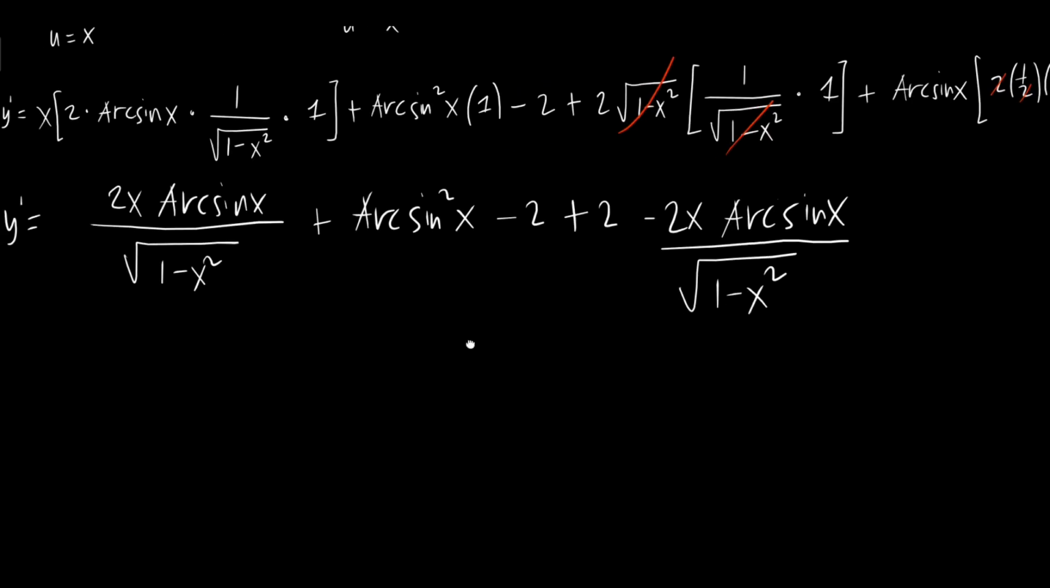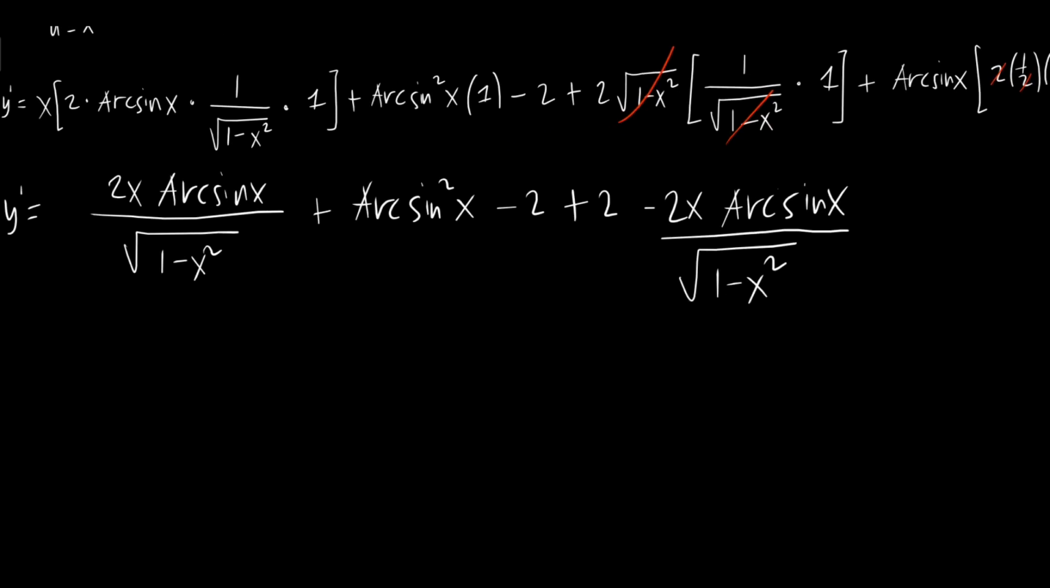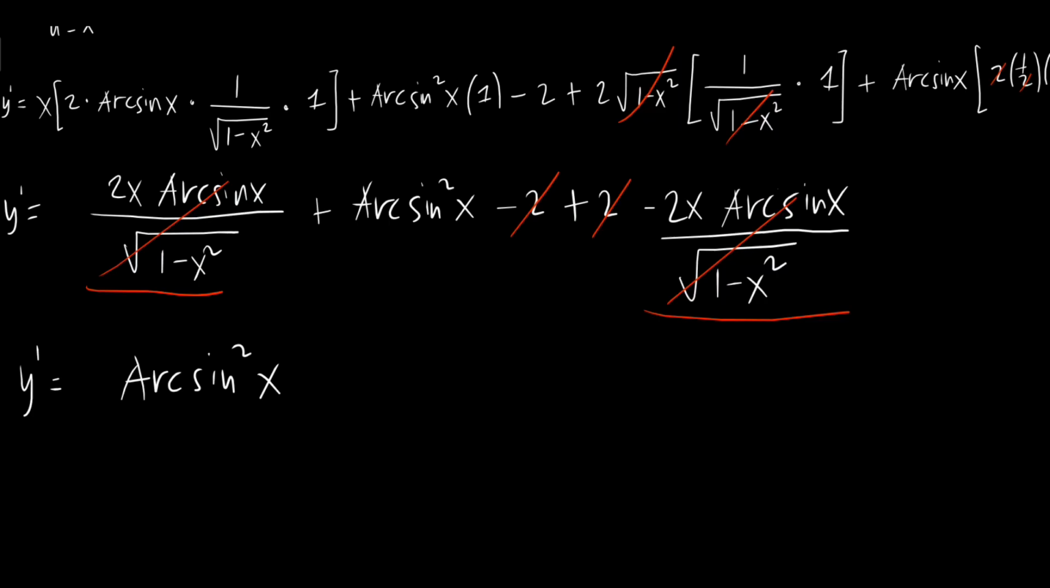So let's simplify this one. We have y prime. Combine similar terms: negative 2 plus 2 will be cancelled because it will be 0. This term and this term can be simplified: positive 2x arcsine of x all over square root of 1 minus x squared, then minus itself is just equal to 0, so this also will be cancelled. The remaining will be arcsine squared x. So this is now our final answer.